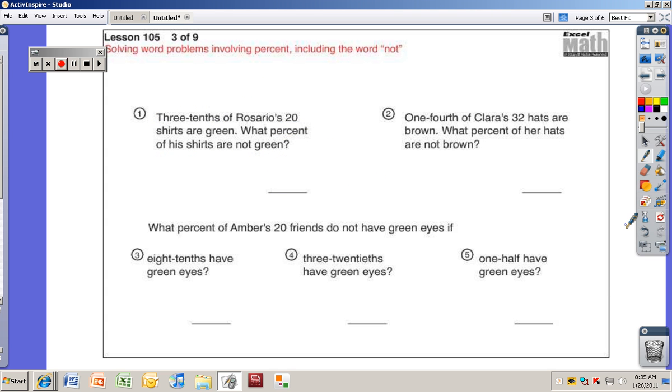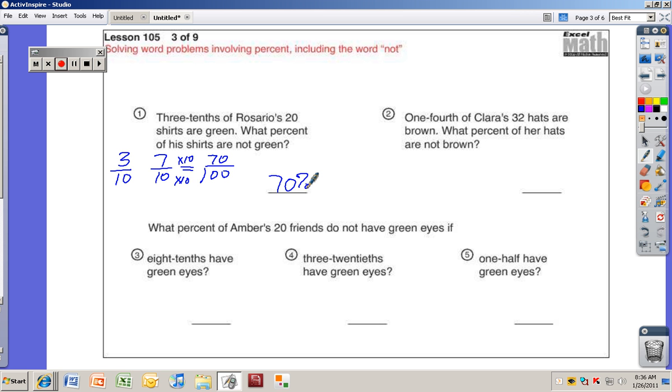The other way to do that problem is to change the 3/10 first: if 3/10 are green, 7/10 are not green. And again, changing that into out of 100, because percent means per 100. Top and bottom each get multiplied by 10, and so we get the 70% that way. All right, go ahead and try number 2. Pause the video and then turn it back on when you're ready to see the solution.